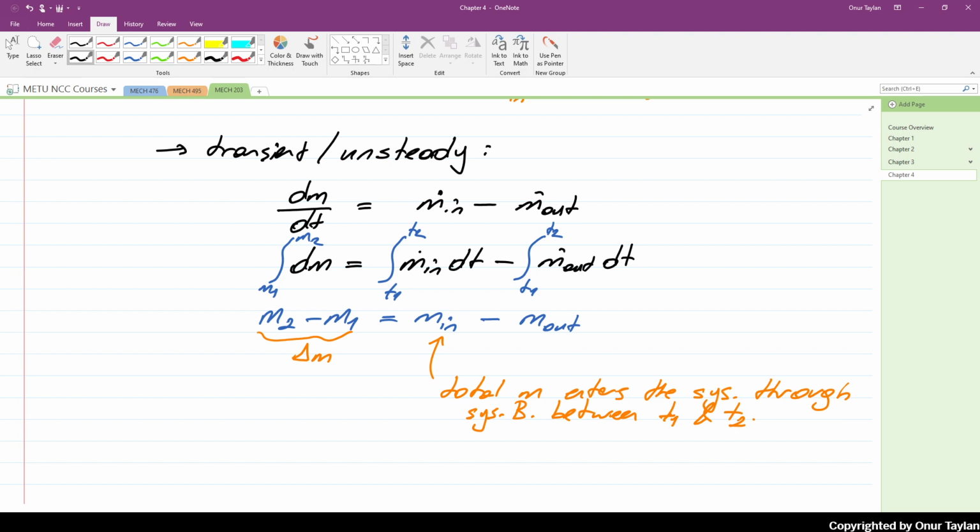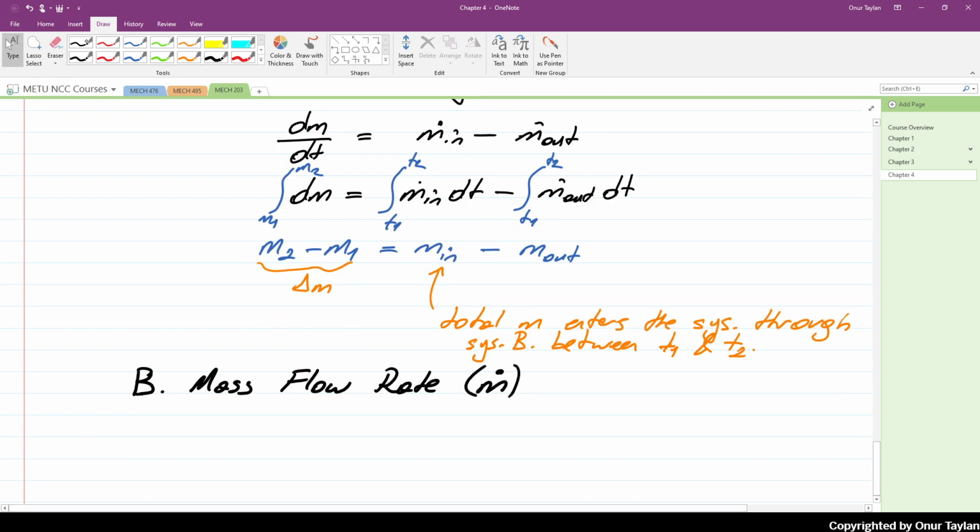Section B is the mass flow rate. Sometimes, especially for liquids, the mass flow rate is not measured. What is measured is typically the volumetric flow rate, okay? Or sometimes it is speed.